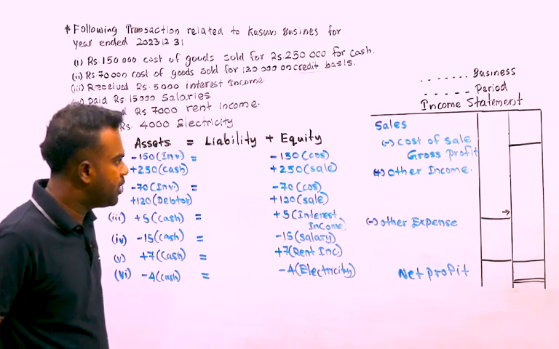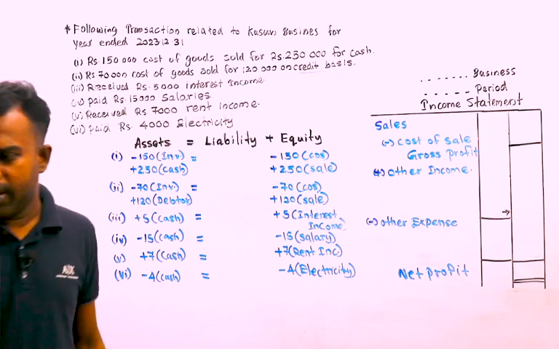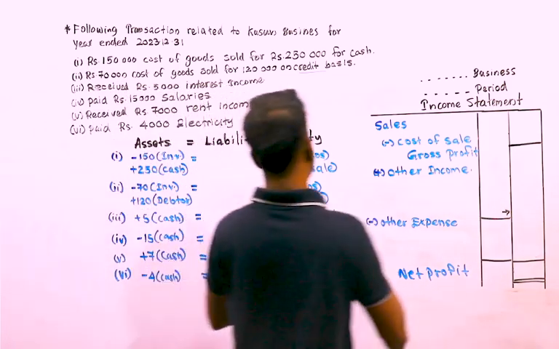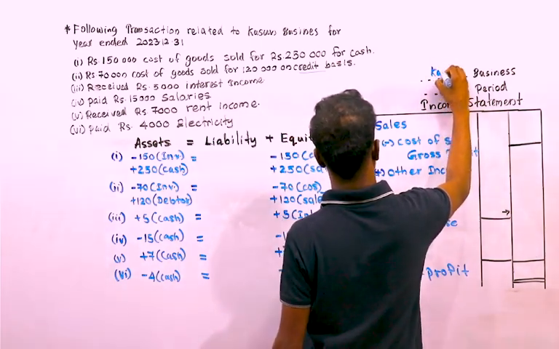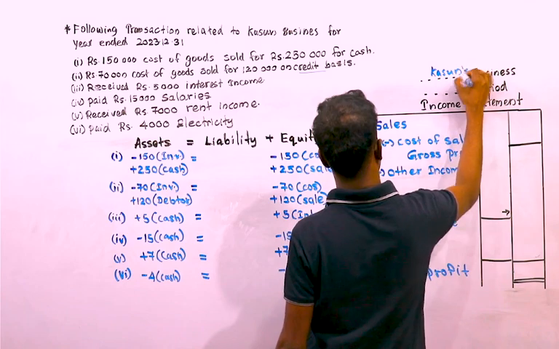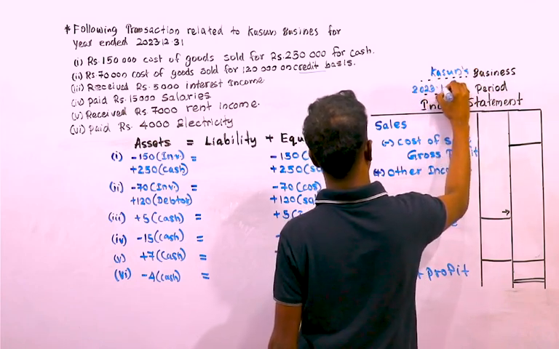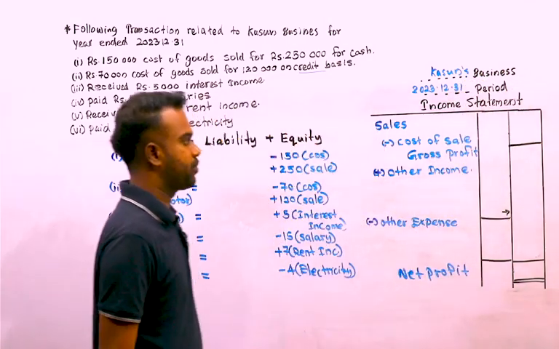So look here, income statement. Can you prepare the income statement? Draw this. Let me write down the business name here. What is the business name? Kasun's business. Period: year ended 31st December 2023.